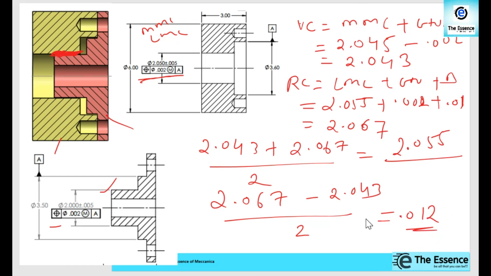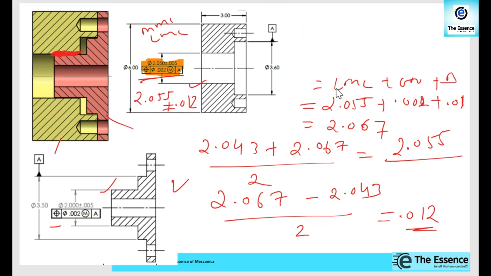In this way we calculated the virtual condition and resultant condition, and we got these values. So what we are going to do over here, we will eliminate this and we will consider instead of that the dimension 2.055 plus or minus 0.012, and we will consider this into the tolerance stack up analysis. Now let us see for this one how to calculate that.